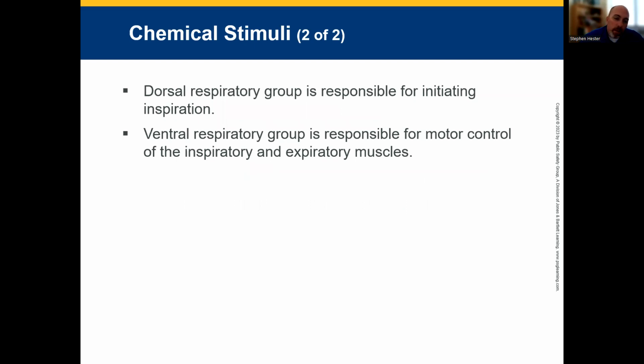All right, and then continuing, the dorsal respiratory group is responsible for initiating respiration, and the ventral respiratory group is responsible for motor control of the inspiratory and expiratory muscles.